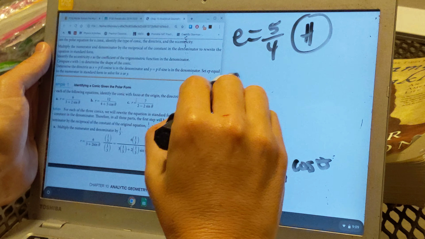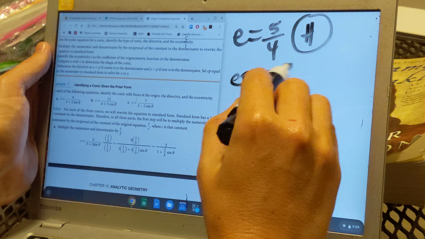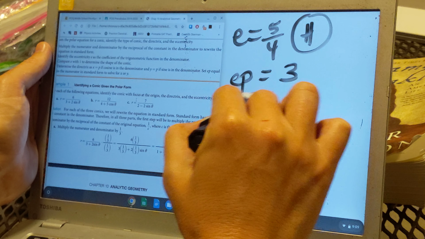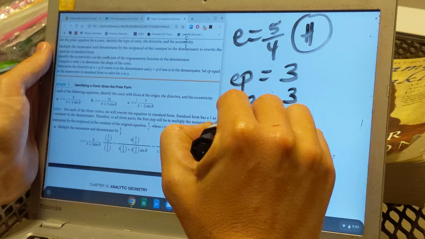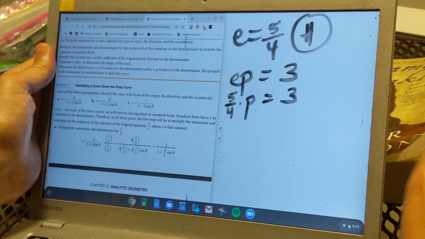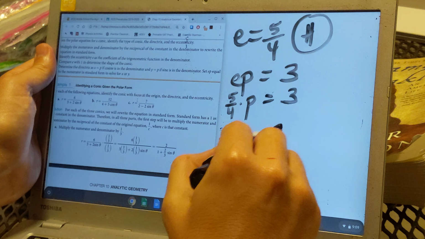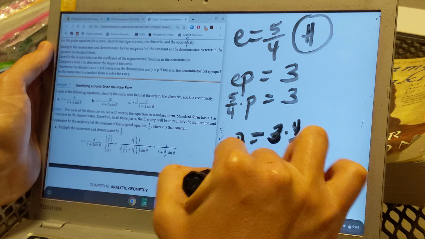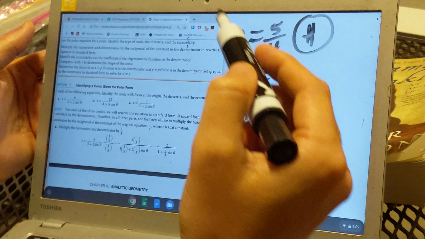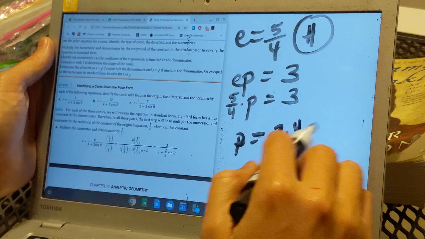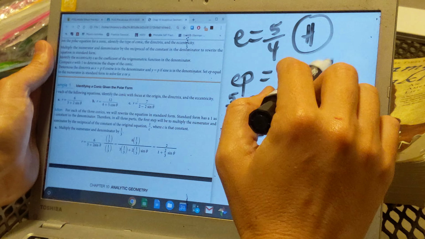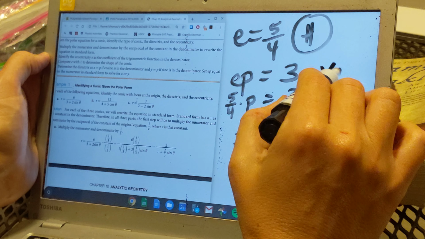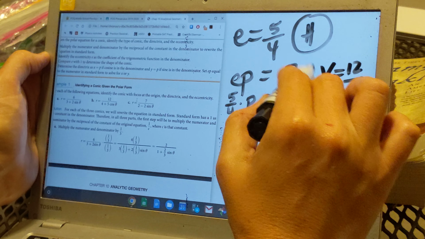So if e is 5/4, then ep, of course, is this numerator, it equals 3. And we just plug in our e value. We get 5/4 times p is 3. We get p being 3 times 4/5, which of course is 12/5. Okay, there you go. And then all we need to finish this off is to say the directrix would be some x. The directrix would be x equals 12/5.